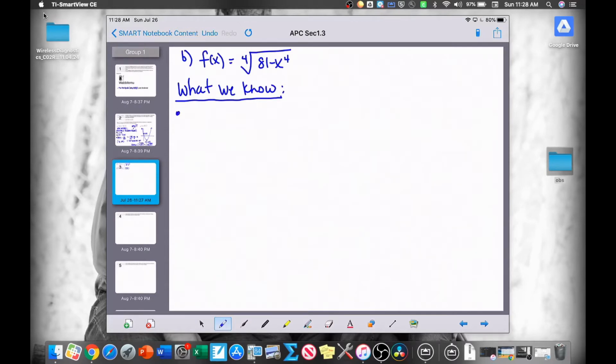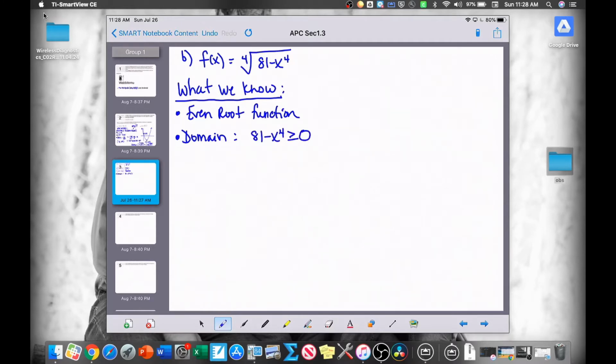So what we know is that this is an even root function, and it's the positive half of the even root function, okay? So we're going to do a little domain work here next, and we've done this a couple times already this year. So we're going to look at what's underneath that even root, because we know that what's under an even root has to stay greater than or equal to 0. So I'm going to say 81 minus x to the 4th has to stay greater than or equal to 0.